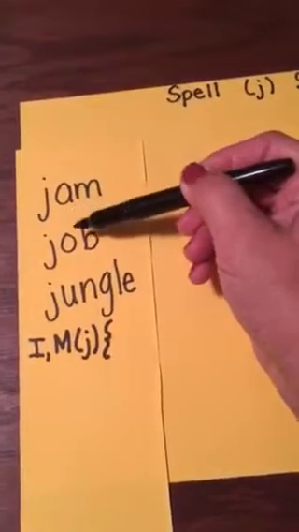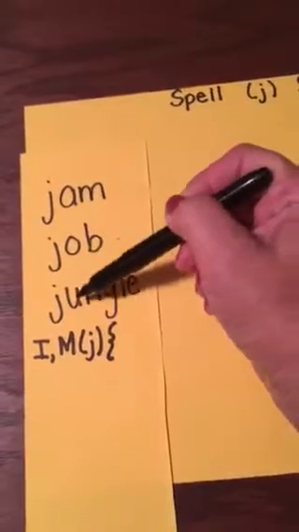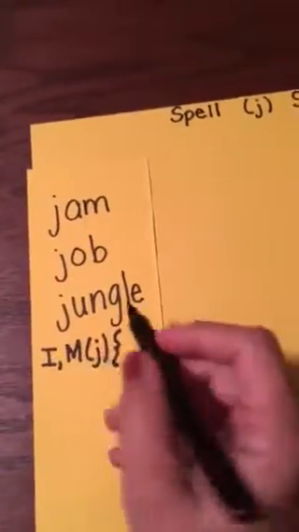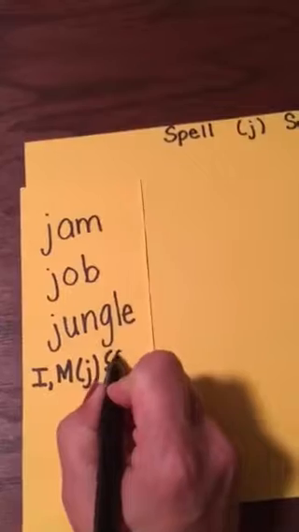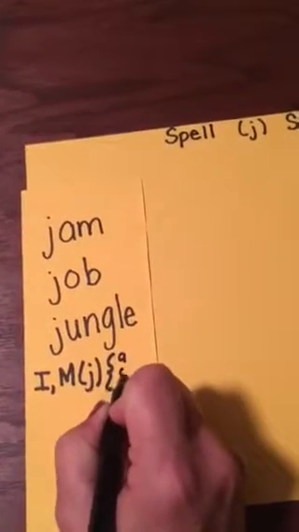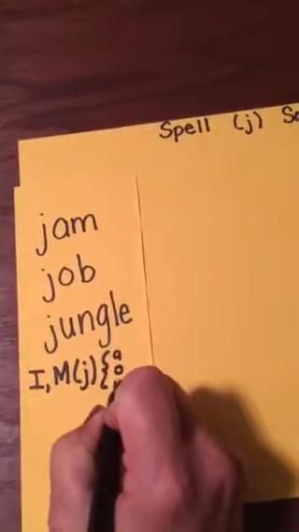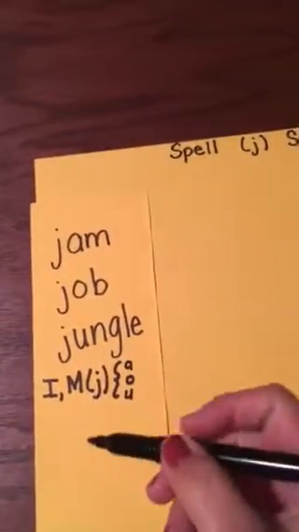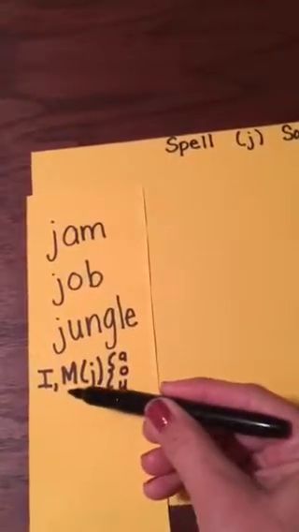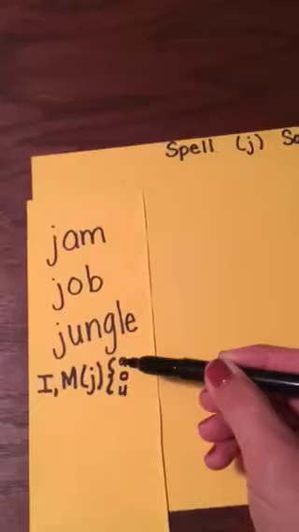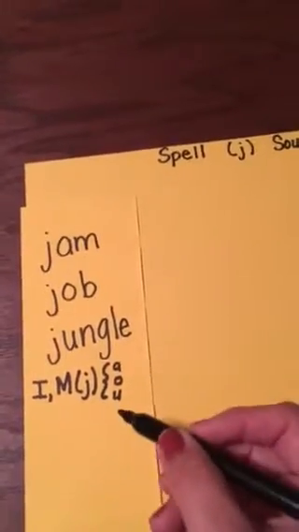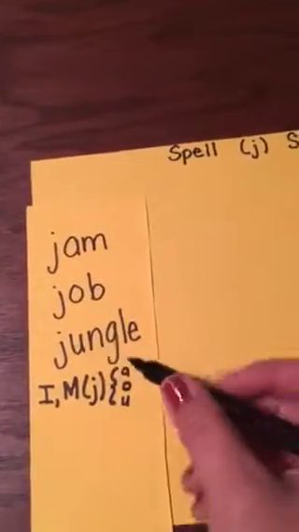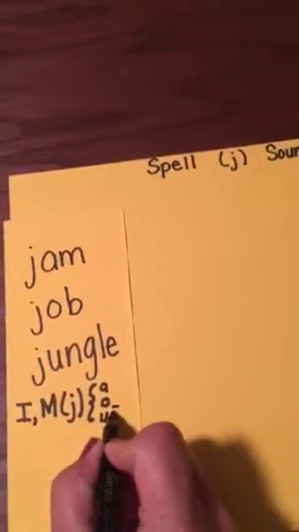A, O, and a U. And how is that initial or medial J before A, O, and U spelled? That's correct. It's spelled with a J.